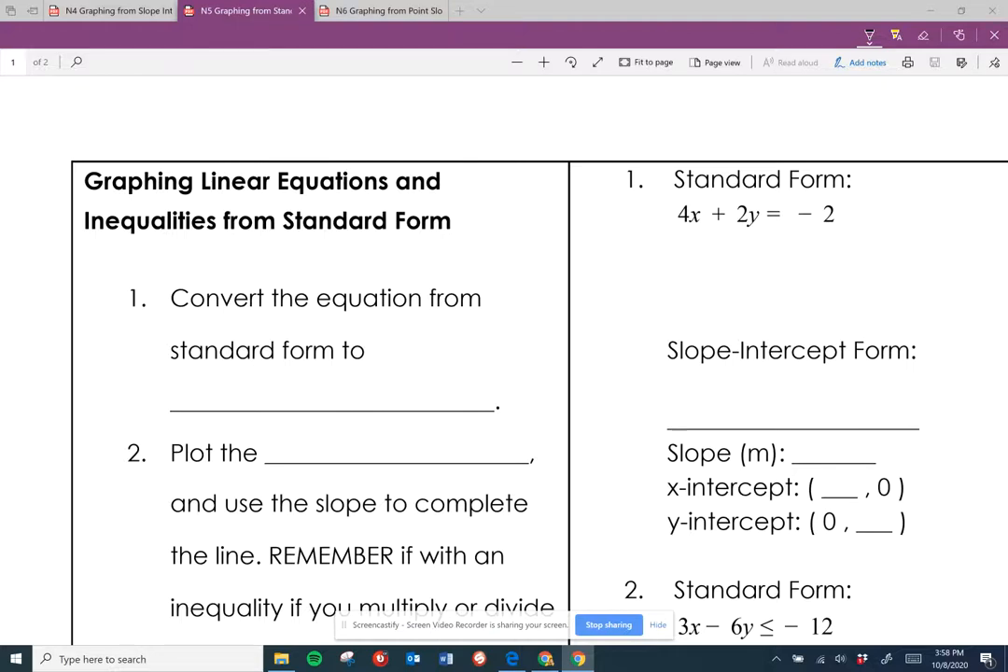Today we're going to be talking about how to graph lines from equations and inequalities that are in standard form. As a reminder, standard form is ax plus by equals c. The first thing that we're going to have to do is convert the equation from standard form into slope-intercept form.